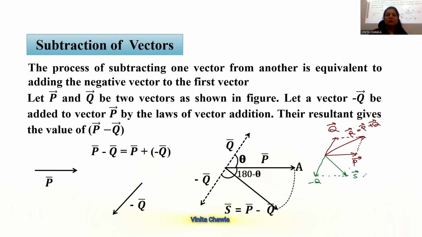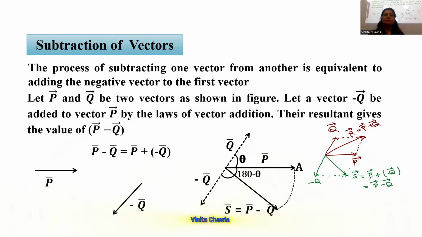So what will vector S be? It will be vector P, but here we do not have plus Q, rather we have minus Q. So instead of writing plus Q, we'll write minus Q. What difference does that make? So we can write it like this, or we can write vector P minus vector Q.